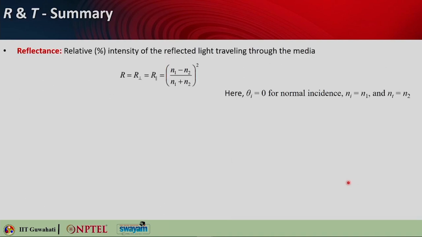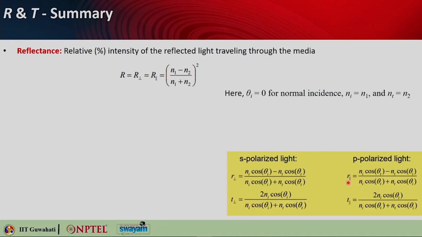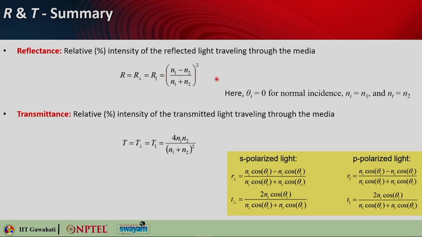So this is the summary of R and T polarization: at normal incidence the reflectance will be the same. R perpendicular will be equal to R parallel, and this is given by n1 minus n2 over n1 plus n2, whole square. And you can also find out the transmittance in that case. Transmittance will be 4 n1 n2 divided by n1 plus n2 whole square.